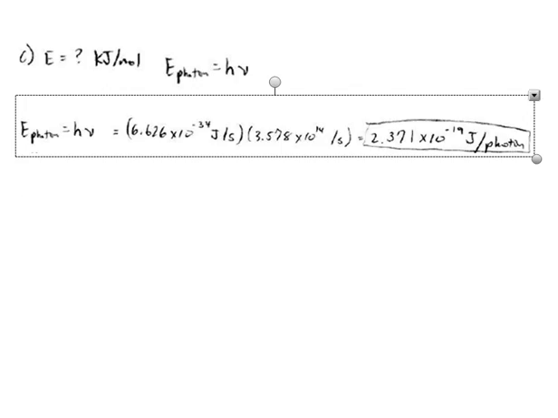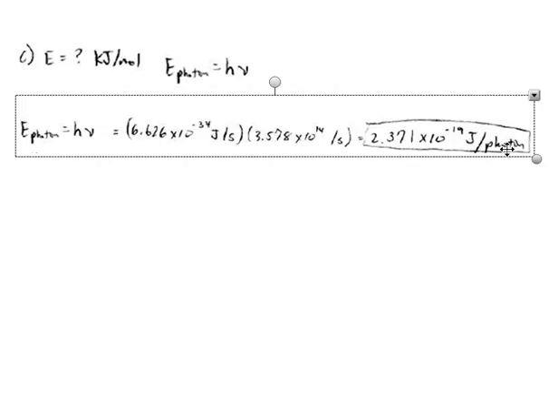In part C of this problem, you're asked to find the energy, but not just the energy of one photon from this particular transition, but the energy of a whole mole of photons. My advice is to find the energy of a single photon first by using the equation E photon equals h, Planck's constant, times nu, the frequency. When you plug that in, you find that a single photon has the energy of 2.371 times 10 to the negative 19th joules. That's per photon, a very small amount.